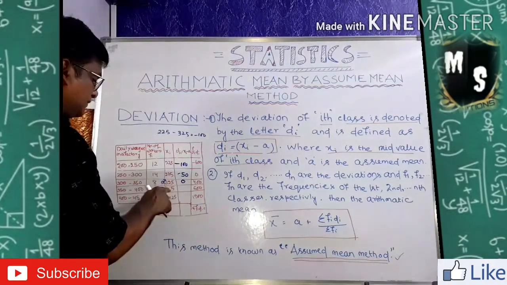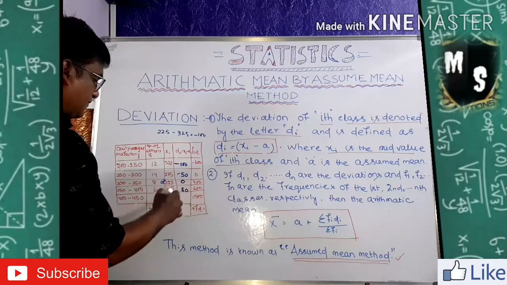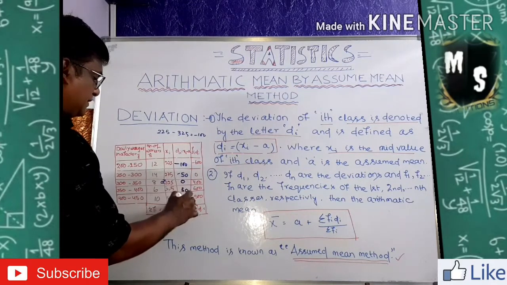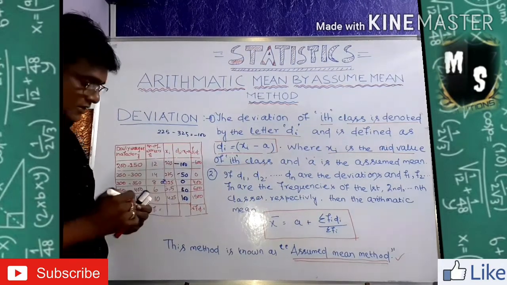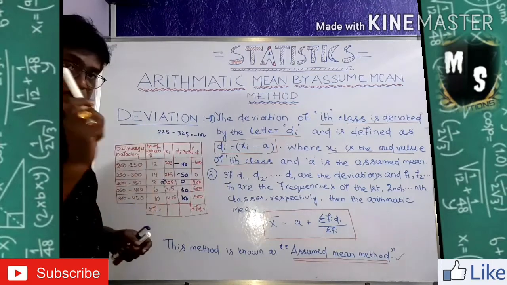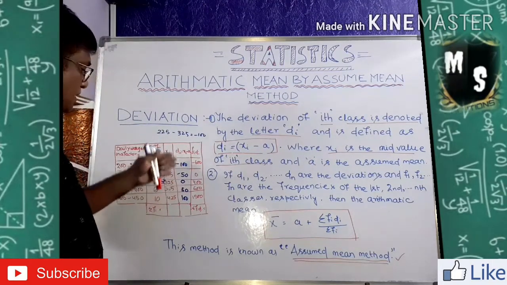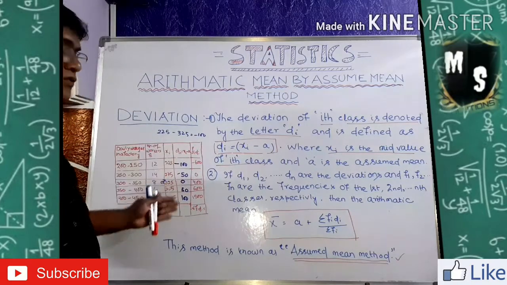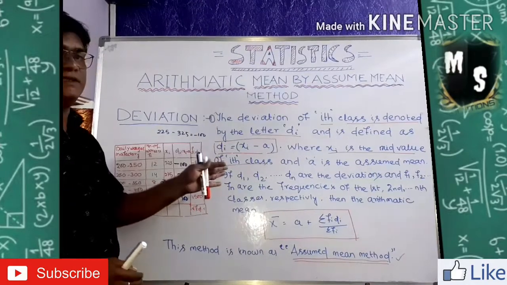So now you see 375 minus 325. What is that? 50. Then 425 minus 325, it is 100. See now, these are coming in negative and these are coming in positive. And in the column of the assumed mean you calculated, the deviation is coming 0. So now you have found out how to find the Di. Di means deviation. I hope you understood this definition now.